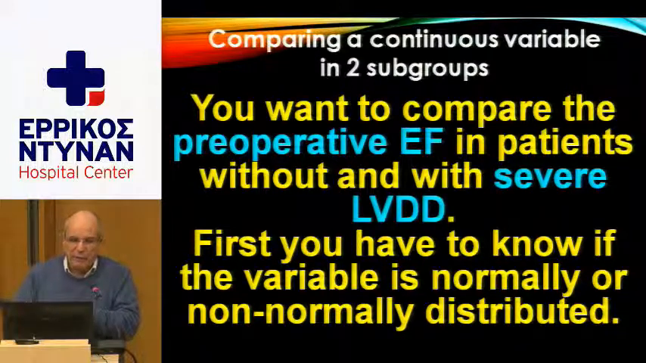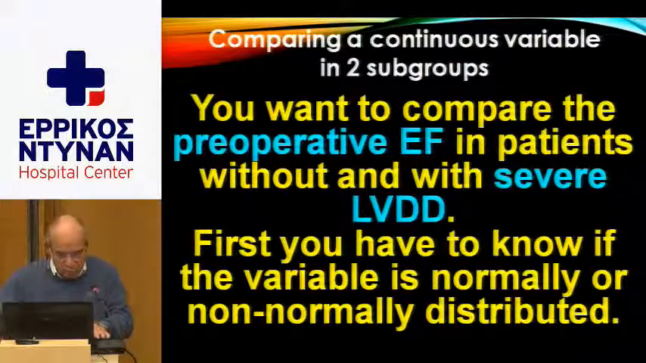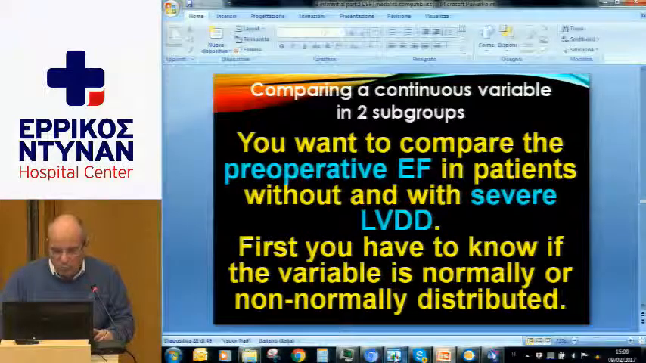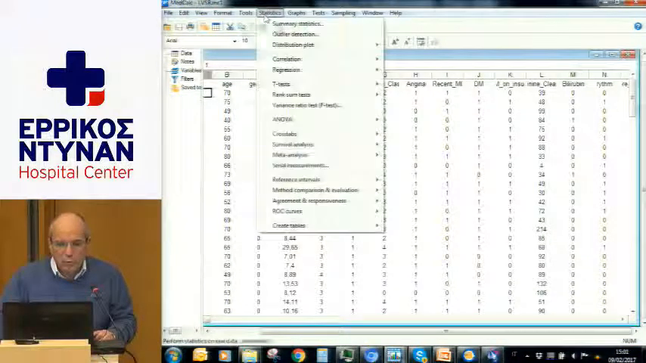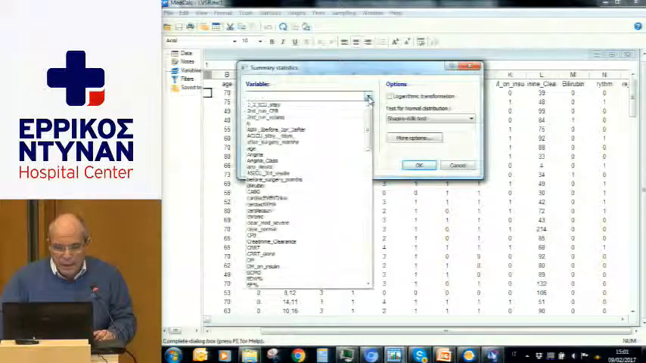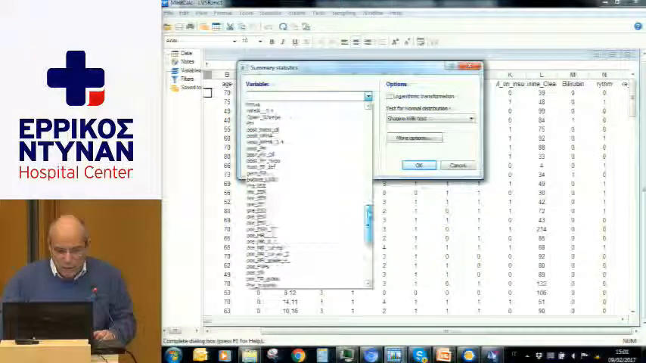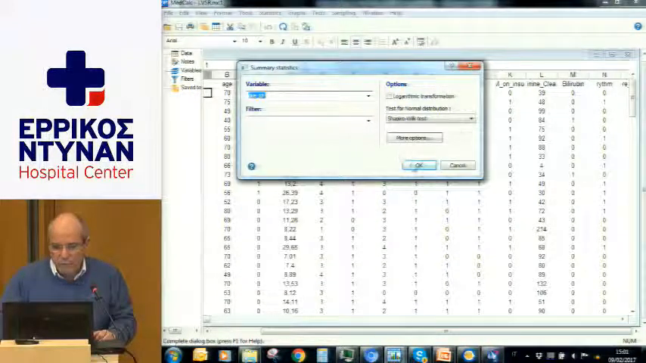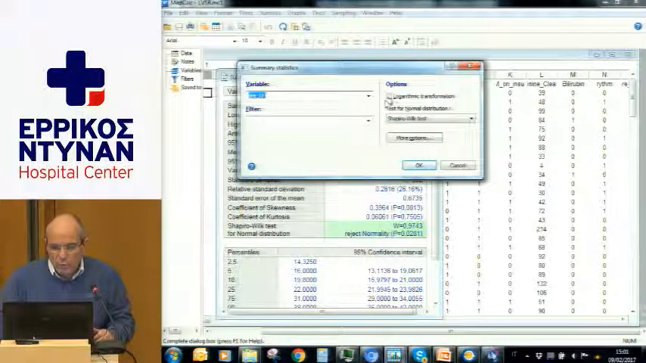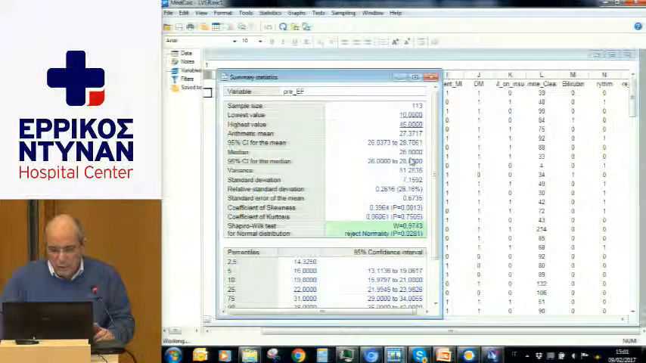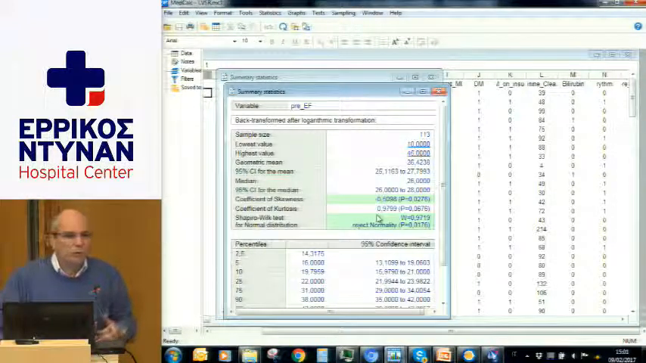Now let us take another variable. I put this because we need to do all the possibilities. Now we need to look at the preoperative ejection fraction in the same group of patients, with severe and without severe. Let us go to the summary statistics, and here you put the preoperative ejection fraction. Again, you have no normality, reject normality. Again, you go to log transformation, reject normality. So there is no way.